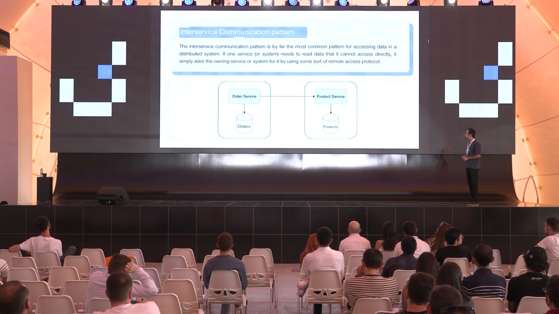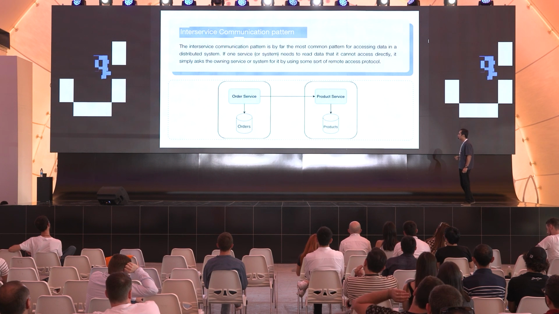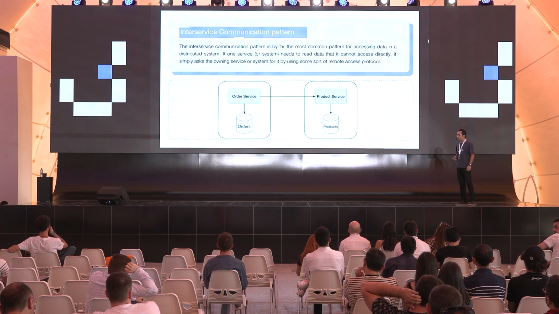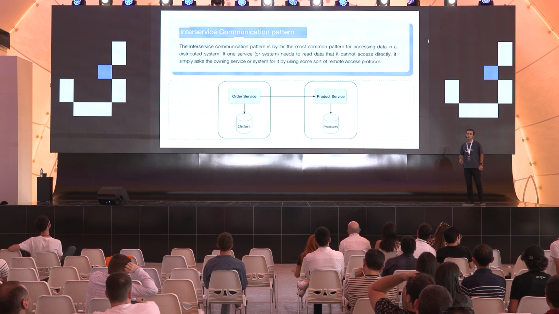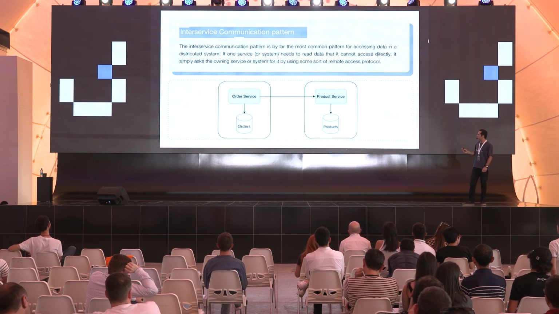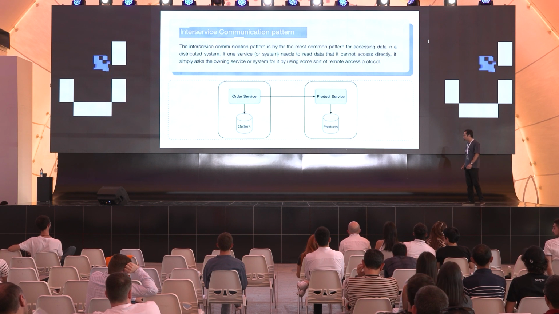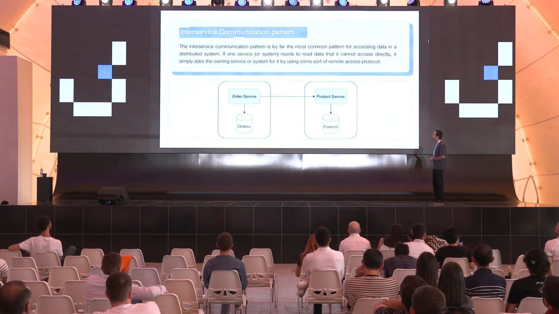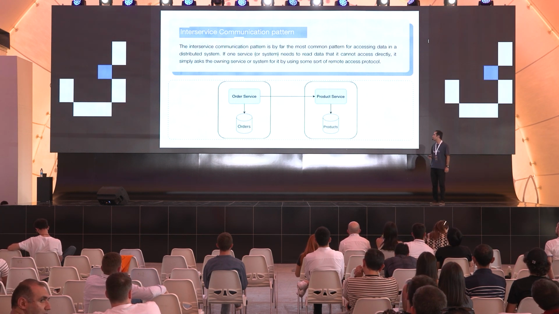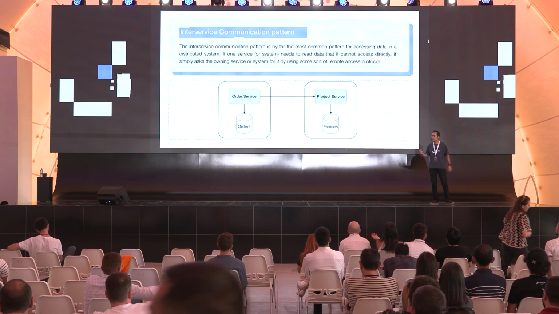So what is the inter-service communication pattern? This pattern is by far the most common pattern for data access. If one service or system needs to read data that it cannot access directly, it just asks for data from the owning service. Here we can see that we have our product service, which holds product information, and we have an order service, which holds order information. And whenever the order service needs some kind of product information, it just simply asks the product service for that information.